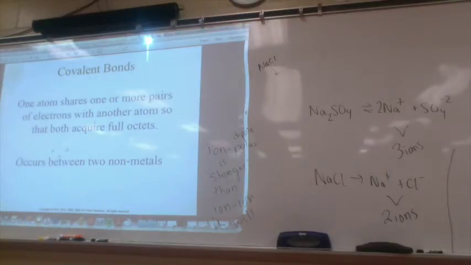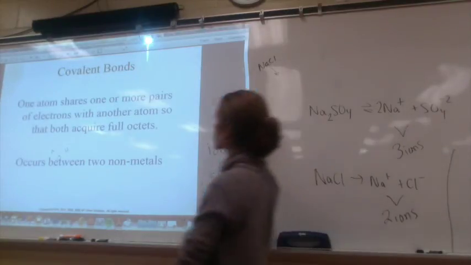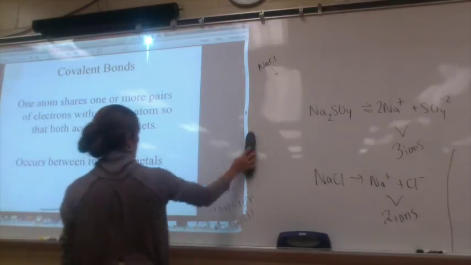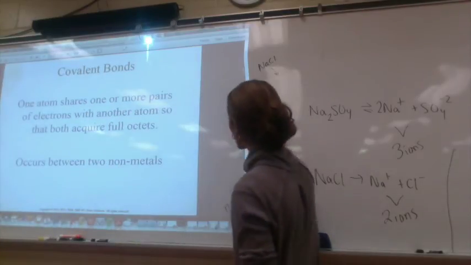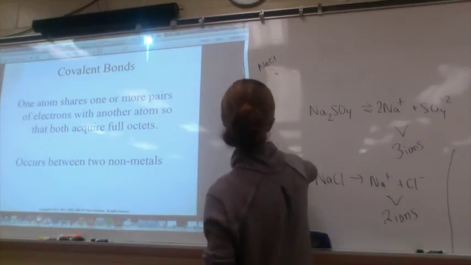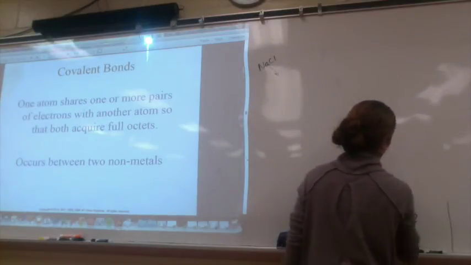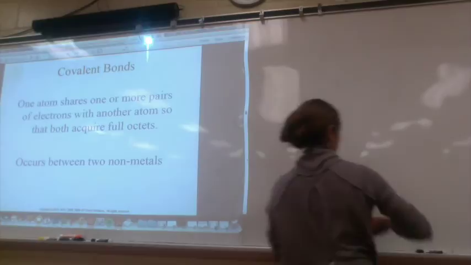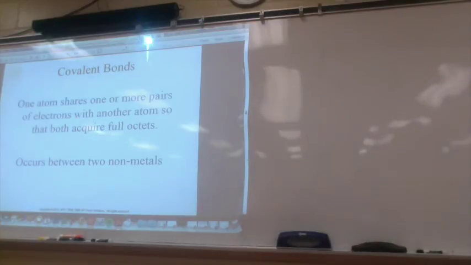All right, covalent bonds. When one atom shares one or more pairs of electrons with another atom so that both acquire full octets. This occurs only between your nonmetals. It's a sharing of valence electrons.